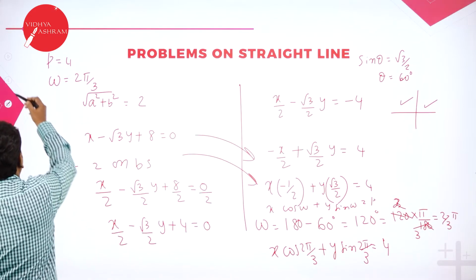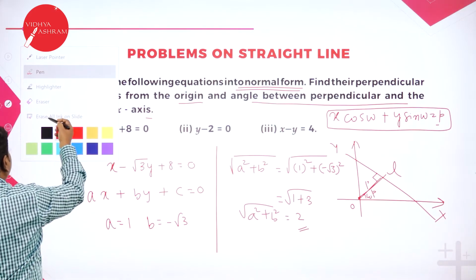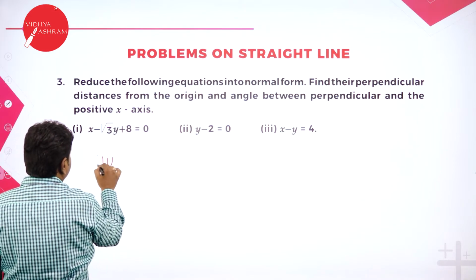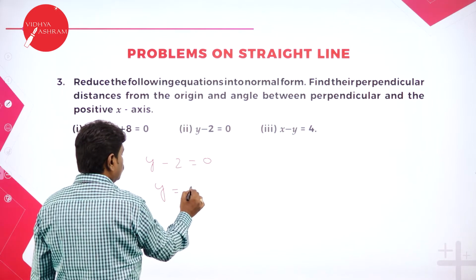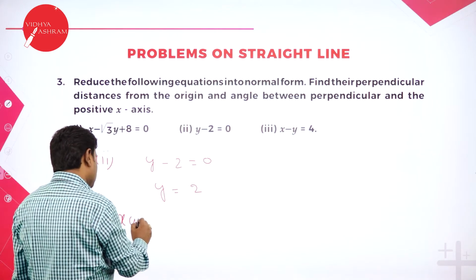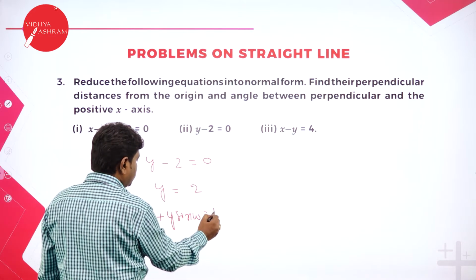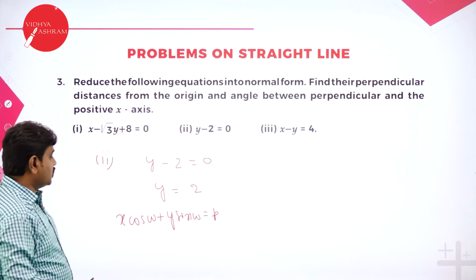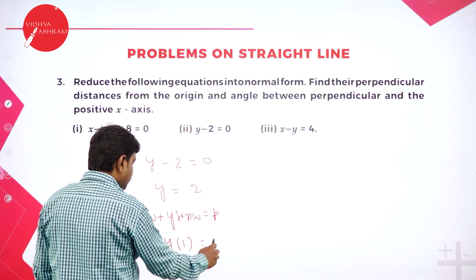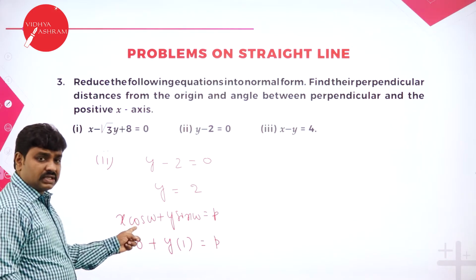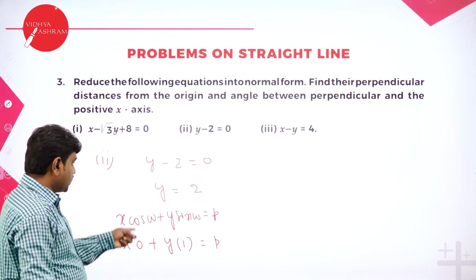Now I will take one more problem, the second one and third one, which are simple and plain. We will solve them also. Now the second one, they give y minus 2 equal to 0, or can I write y is equal to 2? Now I want it in what form? X cos omega plus y sin omega is equal to p form. Do you agree? This is normal form. Now I don't have an x term, so I'll write x into 0 plus y into 1 is equal to p.